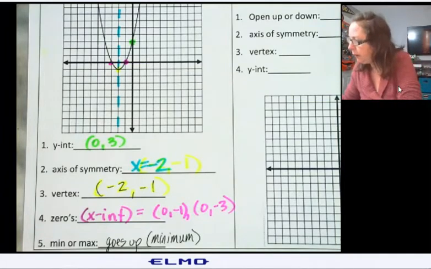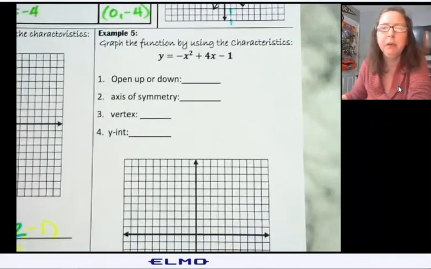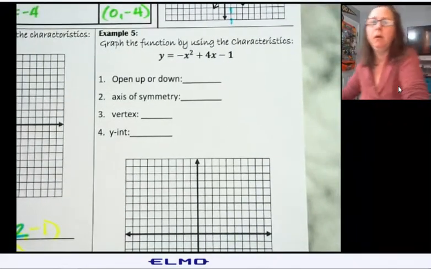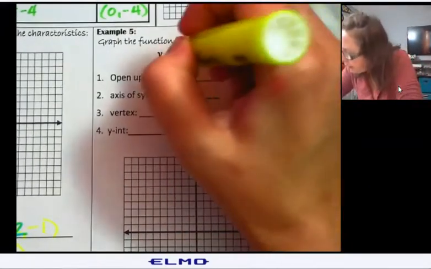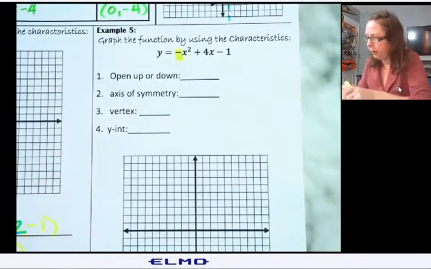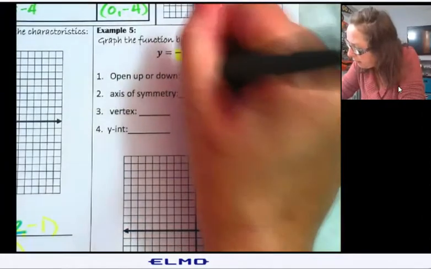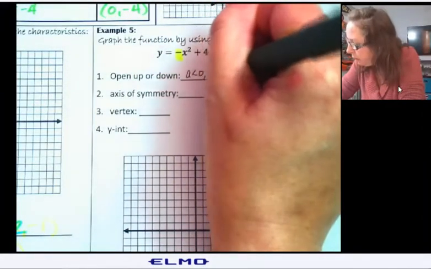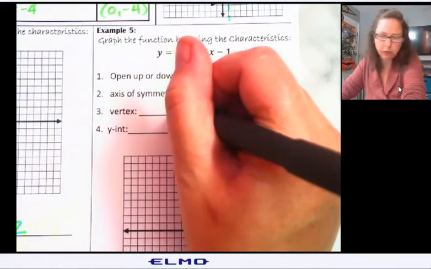Let's just do one more, like example 3, okay? Graph the function by using the characteristics. So, starting with the value of a, this is a negative, so it will be opening down. A is less than 0, so it opens down. The axis of symmetry. Well, let's start by finding my vertex, shall we?